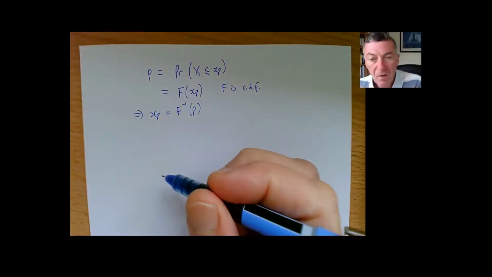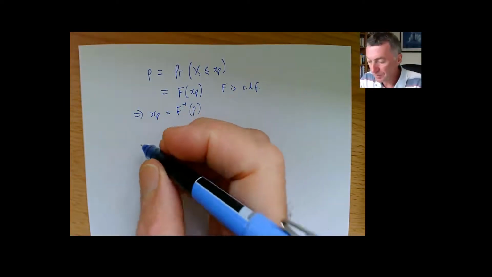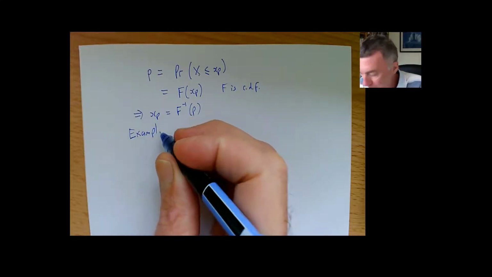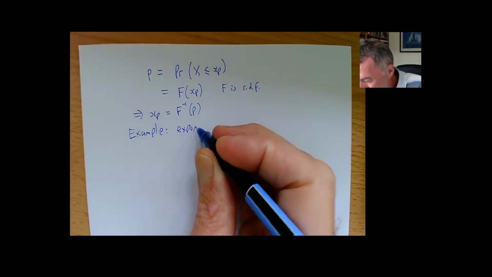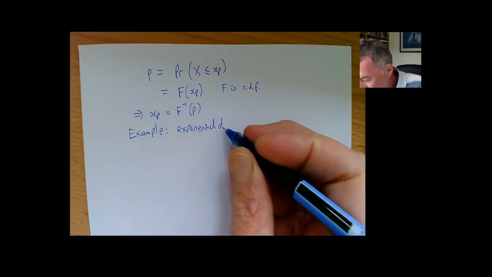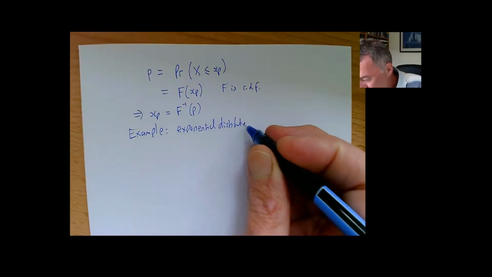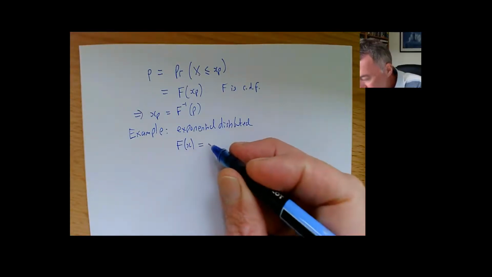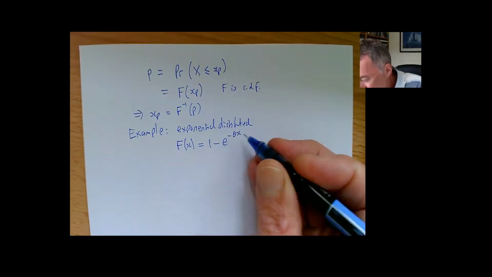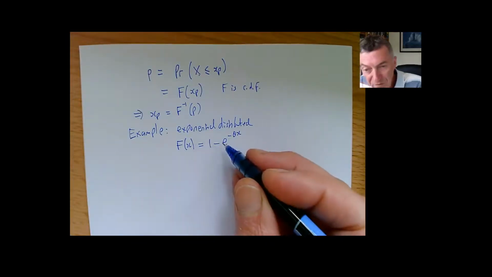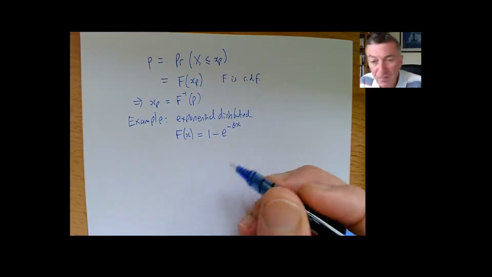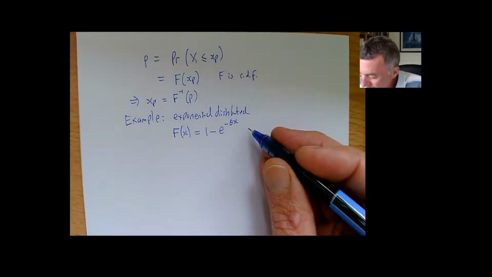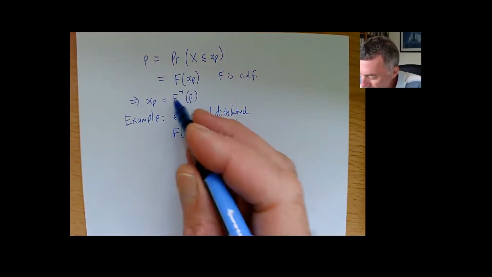So let's do a little example here. A small example. Let's do the exponential distribution. Suppose the random variable is exponentially distributed. That basically means that F of x is 1 minus e to the minus theta x. So this means the derivative of this, the probability density function, is exponentially decaying. To find the quantile, we use this little equation here.